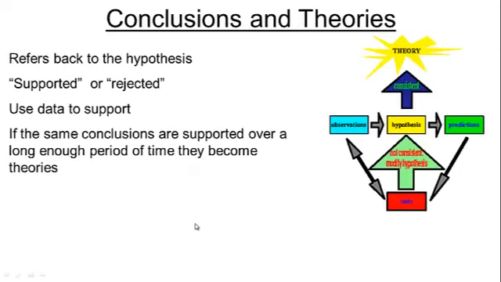Okay. When we have our data, what that allows us to do is develop conclusions about the experiments that we've run. This is really important. A conclusion will always refer back to the hypothesis. So when you write a conclusion, you want to make sure that you mention what your hypothesis was, and then you're going to use the words either supported or rejected.